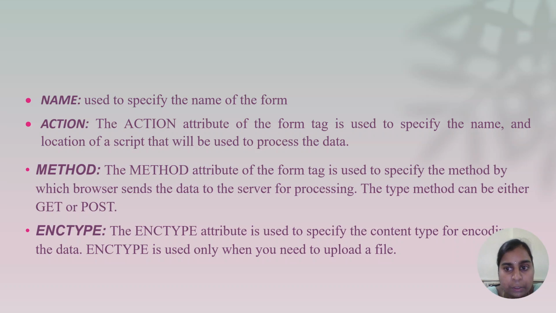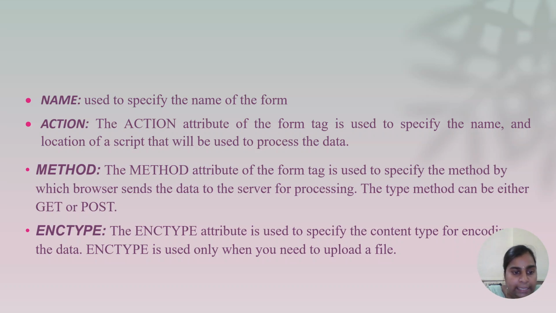The action attribute of the form tag is used to specify the name and the location of a script that will be used to process the data. Then the method is another attribute of the form tag, used to specify the method by which the browser sends the data to the server for processing. The method can be either get or post. So after submitting a form, we can get the information or we can post our details regarding our form.